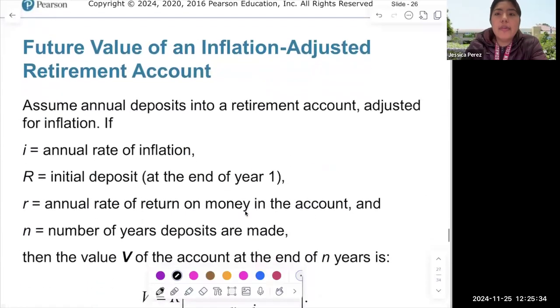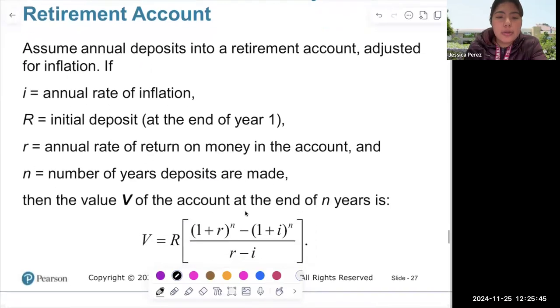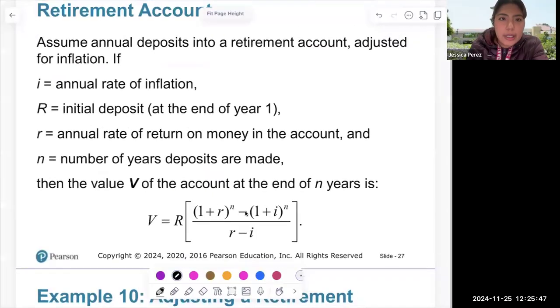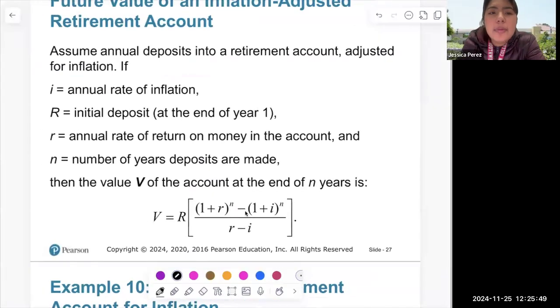So, the future value of an inflation-adjusted retirement account: assume that the annual deposit into a retirement account is adjusted for inflation. There's a formula that we're going to use for a retirement account. I is the annual rate of inflation. R is the initial deposit by the end of year 1. r is the annual rate. N is the number of years deposits are made. And V is the total amount within any year.